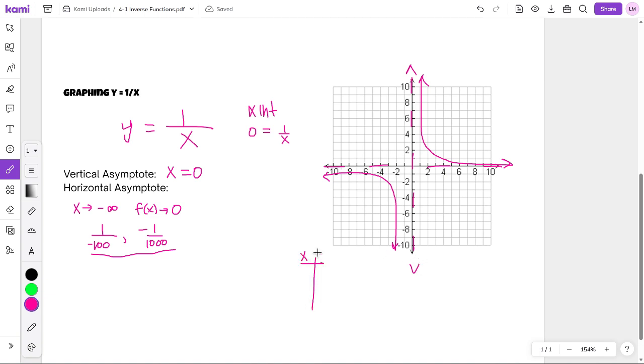Again, you can make a table and plug in values for x and see what you get for y and plot those, and you will get this picture on this side. Then I can plug in positive values for x, and I'll get this picture on this side.